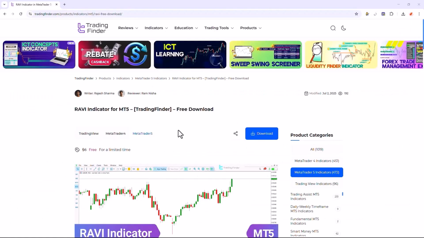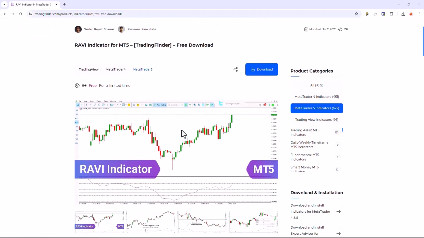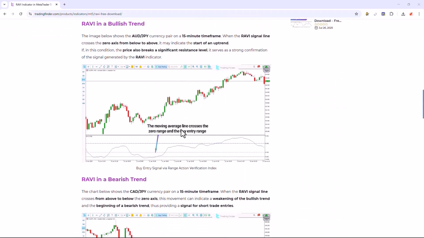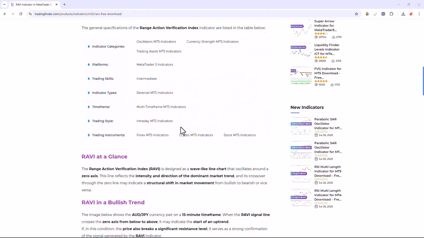the Range Action Verification Index indicator, which is available for various platforms on the TradingFinder website. From this section, you can download the indicator file for MetaTrader 4 and MetaTrader 5 platforms and run it on your chart. Additionally, traders can read this page to learn about how the indicator works and its functionality.